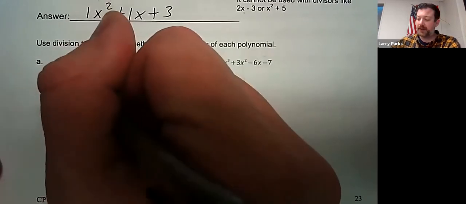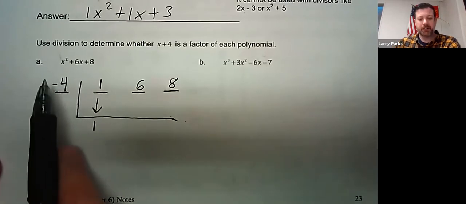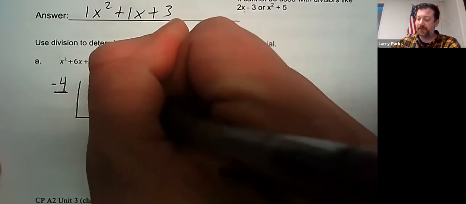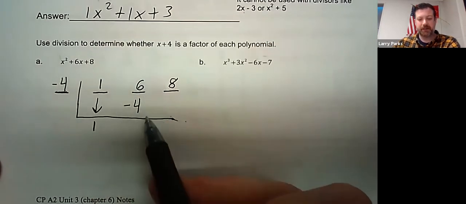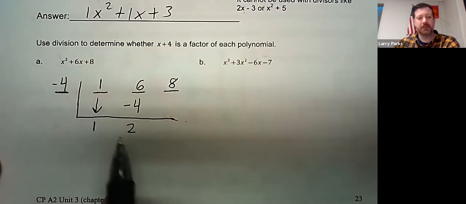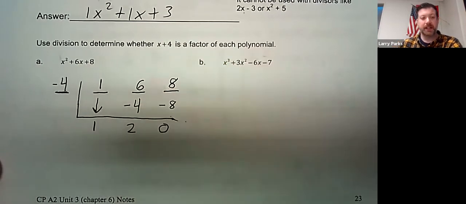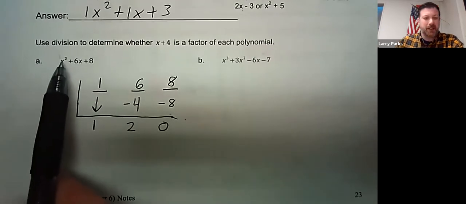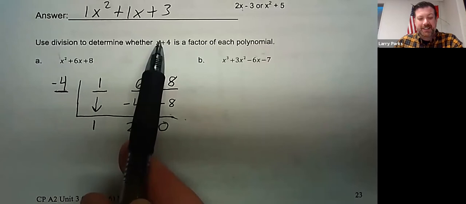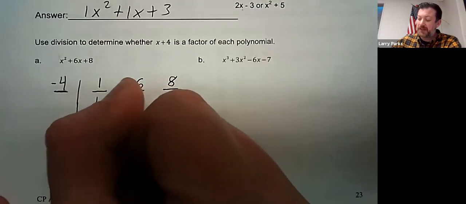From there, you drop down the first number. You multiply. -4 times 1. That goes here. You add. 6 plus -4 is 2. You multiply. -4 times 2 is -8. You add, you get 0. Now, if you were to list it out, this went from x squared, you took out an x, so it's going to go x to the 1. So the answer is 1x plus 2.